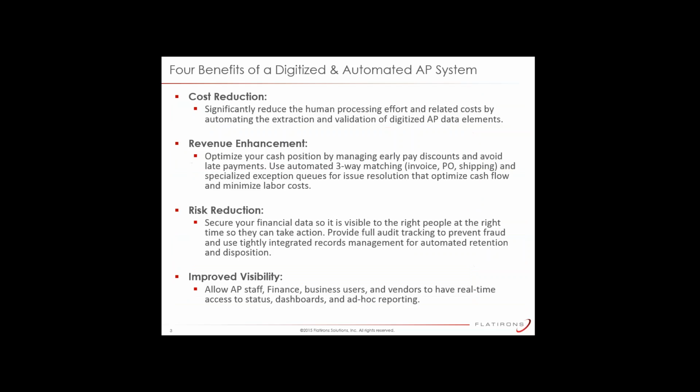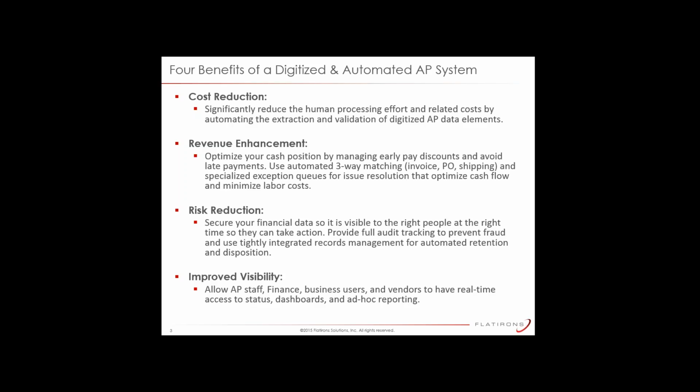So to get into the meat of the presentation, the 4 benefits of a digitized system from our experience is frankly first and foremost to save money. There's a lot of wasted time and money spent on indexing and digitizing and organizing content, where we think a system like ours would be able to help that greatly. In addition, we believe there's revenue enhancement opportunities by doing things like early discounts and three-way matching, and to automate activities that maximize cash flow and minimize costs.